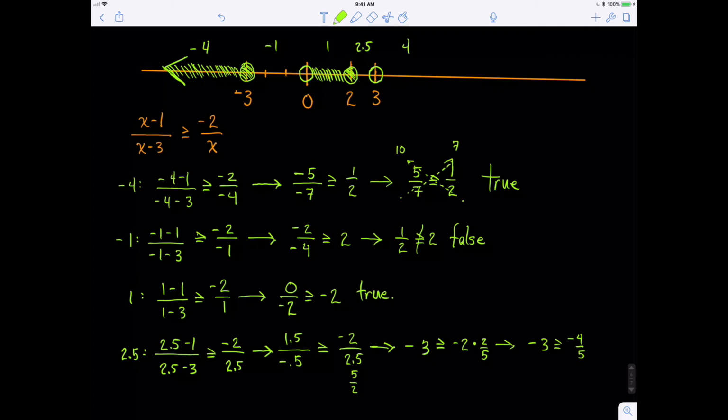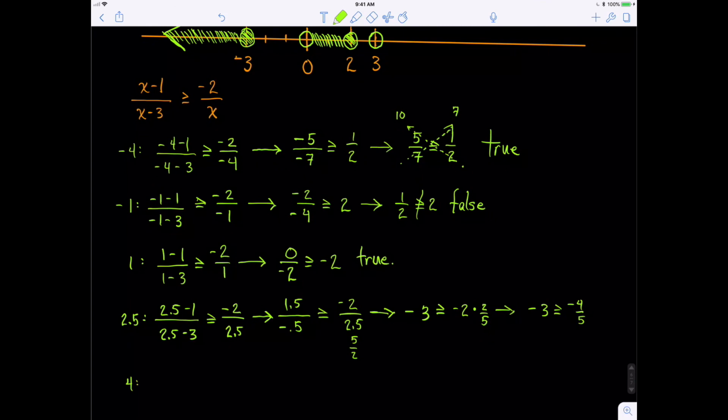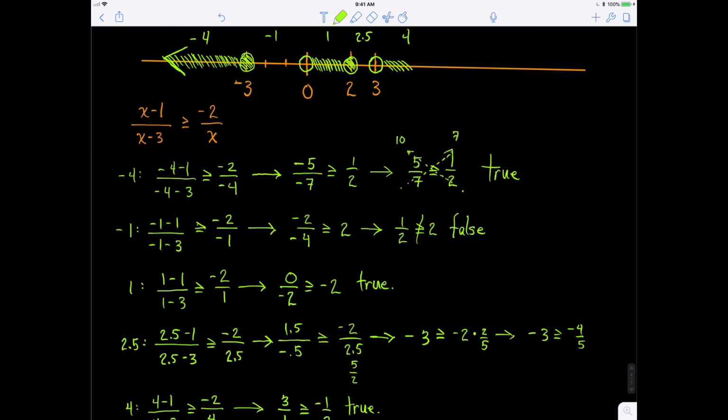Okay, I'm getting kind of tight on space, so we're going to have to go up and down a bit. So I try 4. So 4 minus 1 over 4 minus 3, and we want to see if it's greater than or equal to negative 2 over 4. So that's going to be 3 over 1 greater than or equal to negative 1/2, and that is true. So I would shade this last region out here. There, now that's my graphical solution.